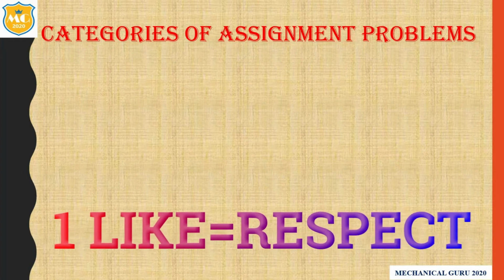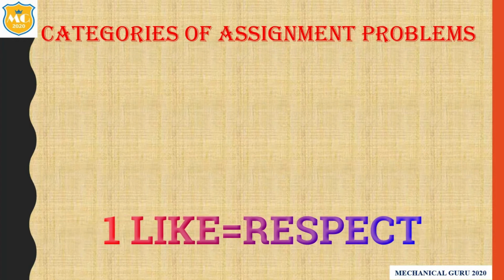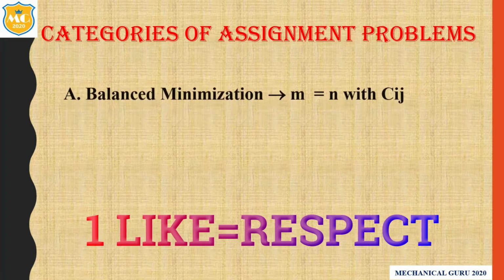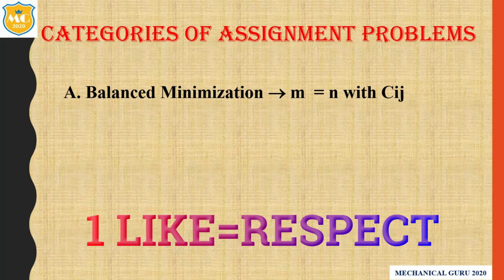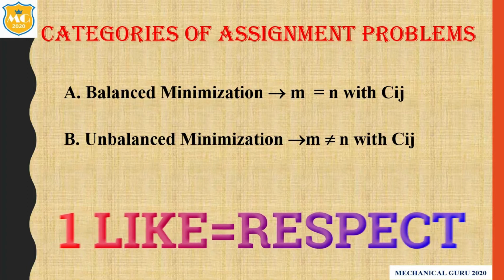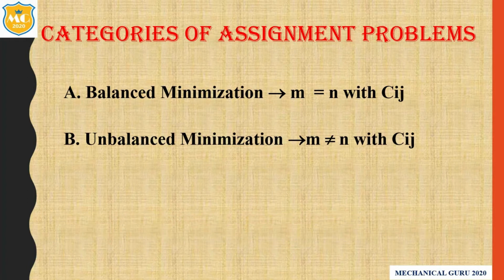categories of assignment problem. So basically there are four categories of assignment problem. The first, balanced minimization, means m is equal to n with Cij. So in that, number of rows is equal to number of columns. Second, unbalanced minimization, that is m is not equal to n with Cij. In that, number of rows is not equal to number of columns.